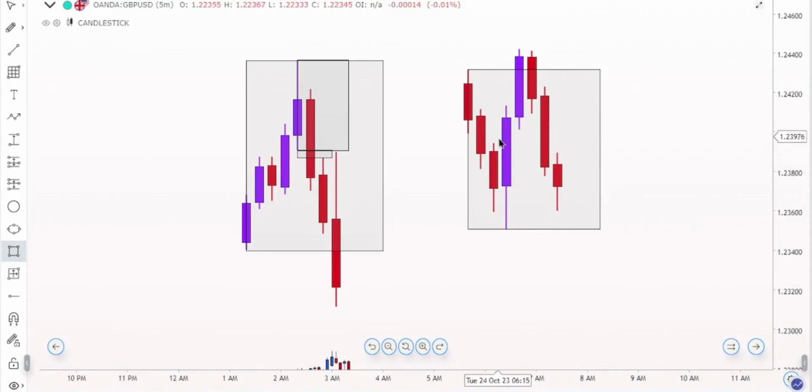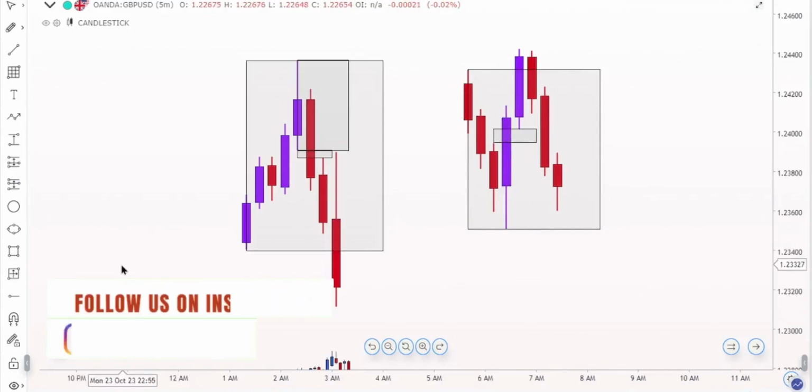Now, as you can see here, you have one fair value gap here. Let me show that to you. As you can see, the high of that candle is not touching the low of this other candle. So there is a gap there in the market. That's a gap in the market. Now, the next gap you will find is here. Look at this point here.